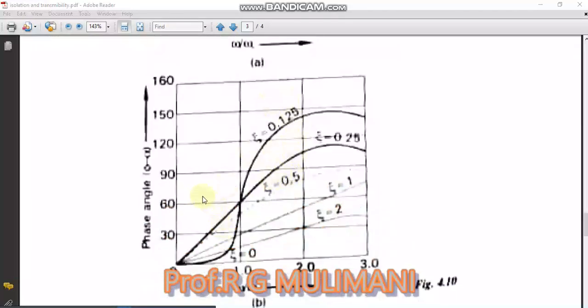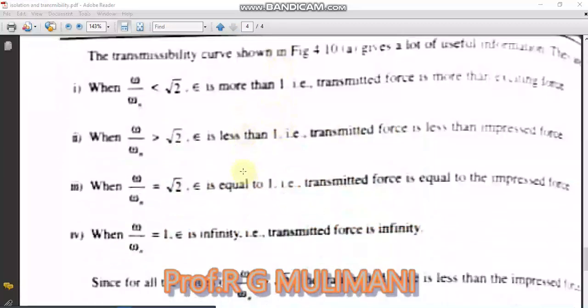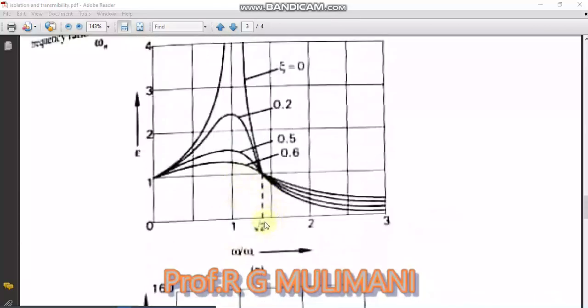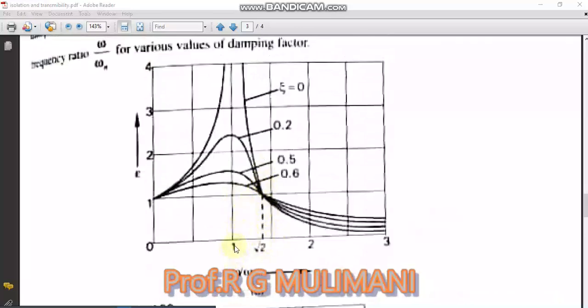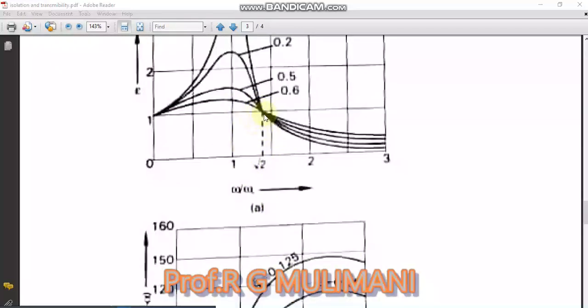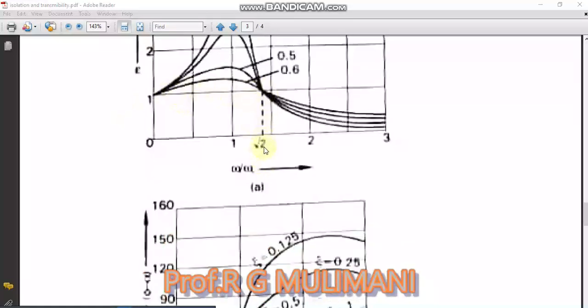Similarly for the phase angle and frequency ratio, the same thing is explained here. If the frequency ratio is less than square root of 2, then the transmitting force is more than the applied force. If the frequency ratio is more, then the transmitting force is lesser than the applied force. If it is equal to square root of 2, then the applied force is equal to the transmitting force. You can see this. Thank you very much.